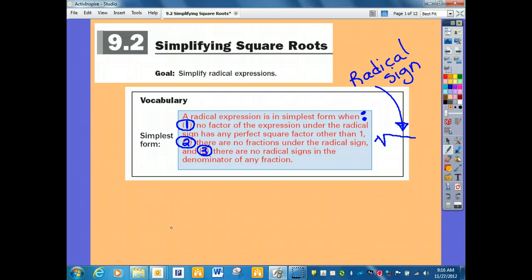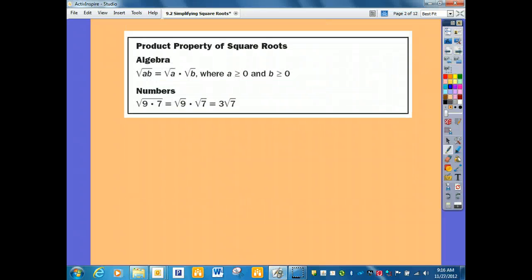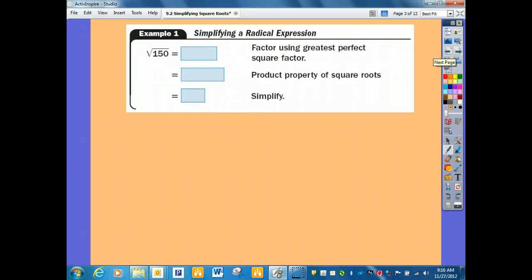A radical expression is in simplest form when it has these 3 things. Number 1, no factor of the expression under the radical sign, remember this is the radical sign, has any perfect square factors other than 1. Number 2, there are no fractions under the radical sign. And number 3, there are no radical signs in the denominator of any fraction. Those will all make sense in a minute. Okay, maybe 2 minutes. Those are a couple examples, but let's go right to example number 1.